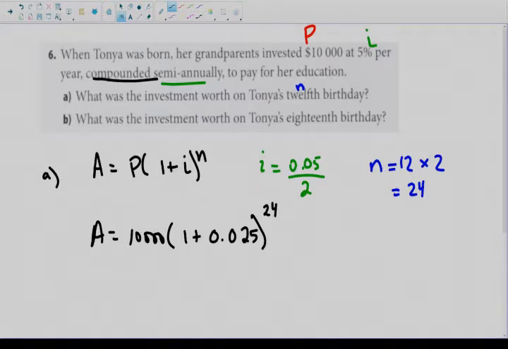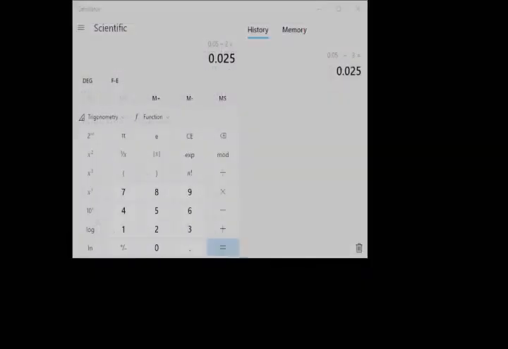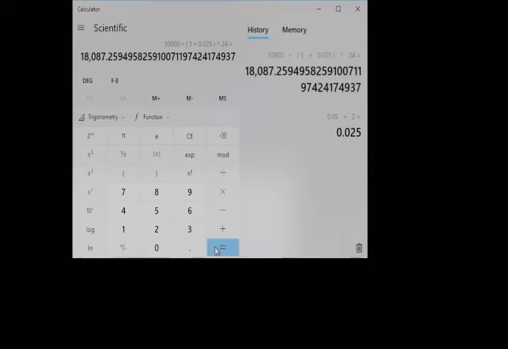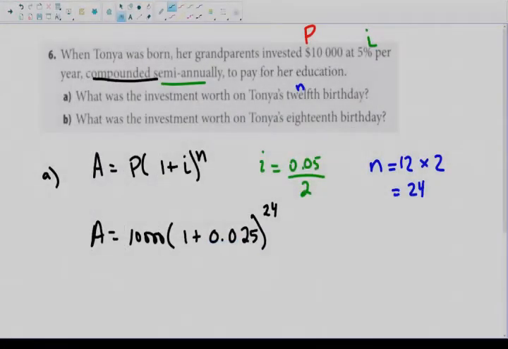And let's see what that gives us on our calculator. So 10,000, make sure you have the right number of zeros there, times bracket 1 plus 0.025, close the bracket, to the power of 24 equals $18,087.26 if we round it off. So let's write that down. $18,087.26.